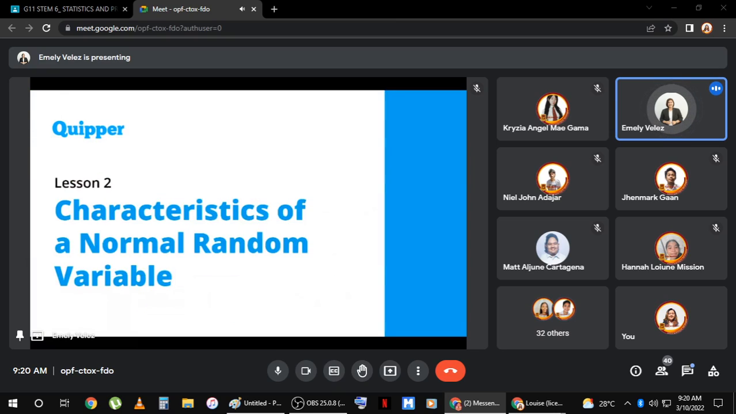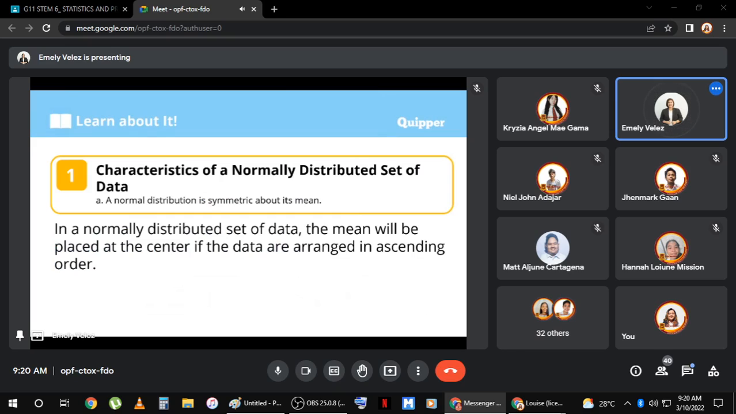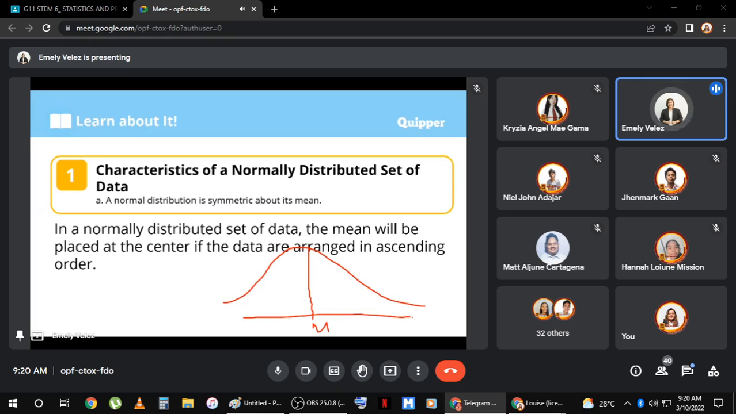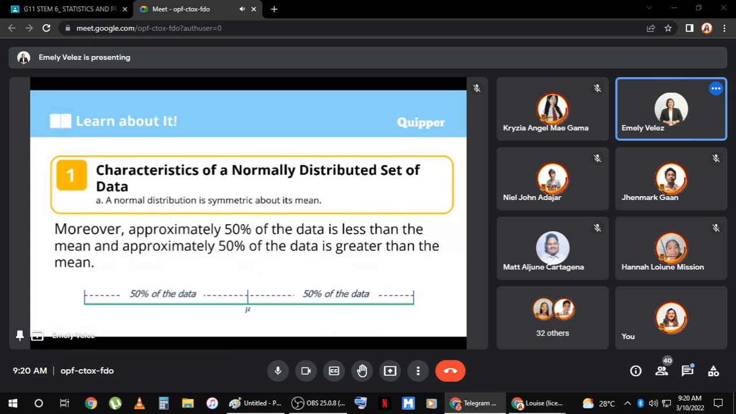Next, we will be discussing the characteristics of a normal distribution. The first characteristic is that it is symmetrical. What does symmetrical mean? If we divide our curve into half at the mean, both sides are of the same size, the same measure, just like a handkerchief folded in half. Left or right, they have the same measure and the same area. If the entire area is 100%, 50% is on the right side and 50% is on the left side because they are symmetrical.